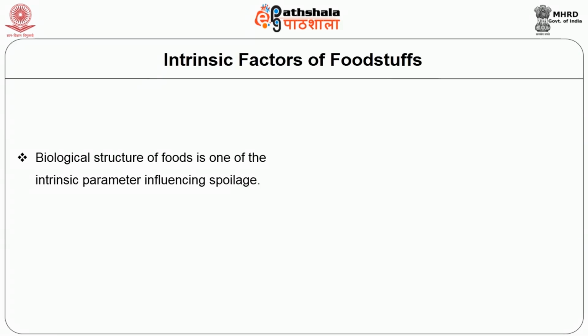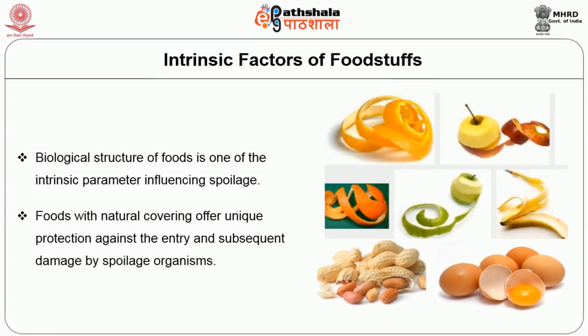Biological structure of foods is one of the intrinsic parameters influencing spoilage. Foods with natural covering offer unique protection against the entry and subsequent damage of spoilage organisms. For example, peels of fruits and vegetables and hard shells of nuts, seeds and eggs. But once the covering is damaged, the product will undergo rapid microbial spoilage.